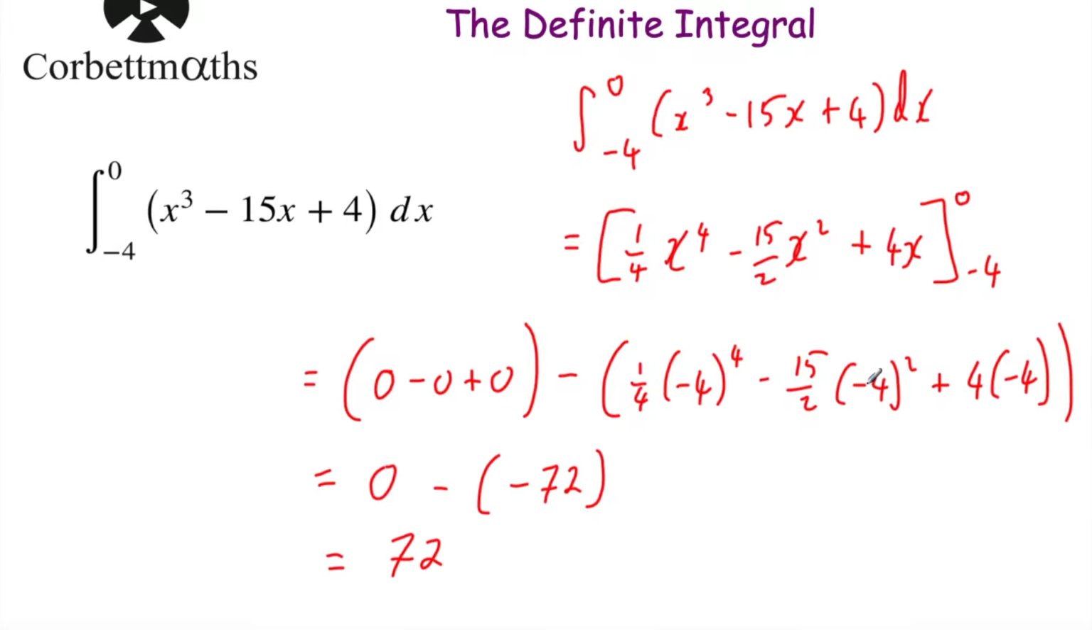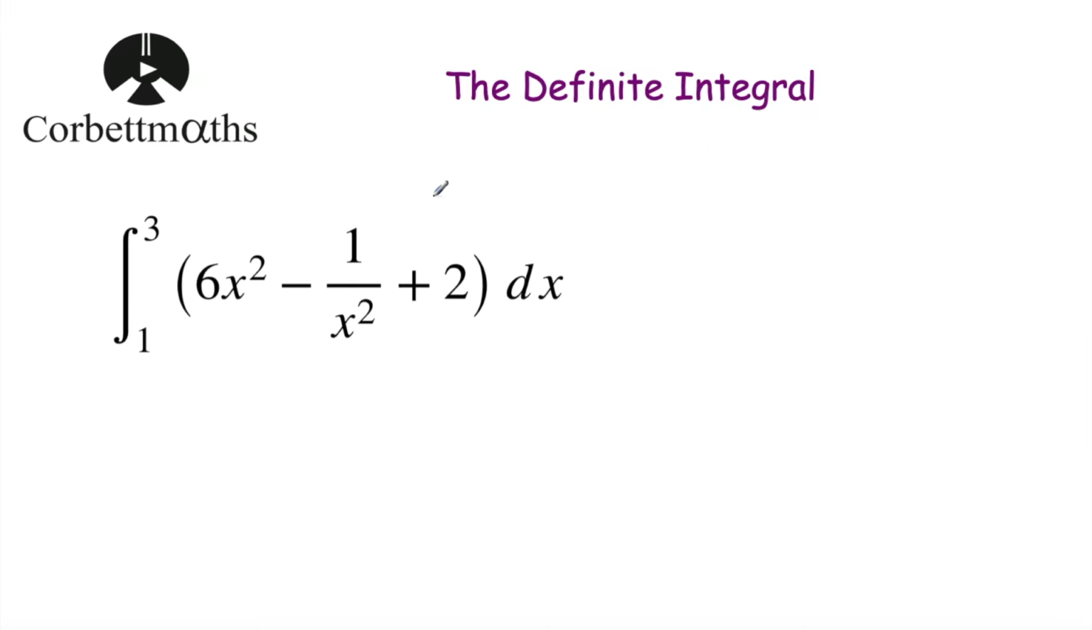And that's it. Okay, let's have a look at our next question. Okay, so this is our last question. We've been asked to integrate between 3 and 1, 6x squared minus 1 over x squared plus 2 with respect to x. So again, this is definite integration because we've got our limits. So we're going to integrate this, and then we're going to then evaluate it between 3 and 1.